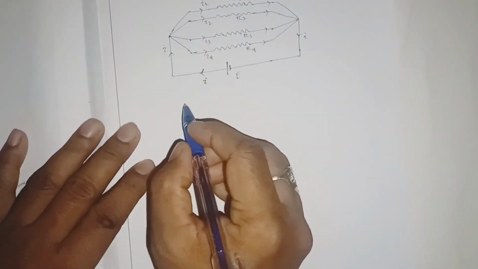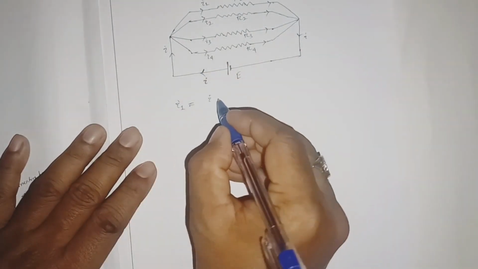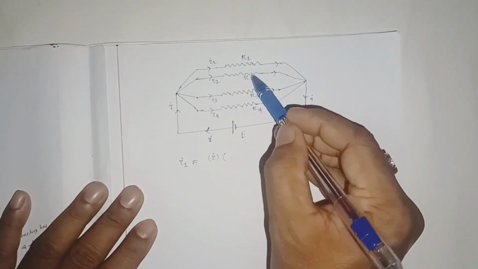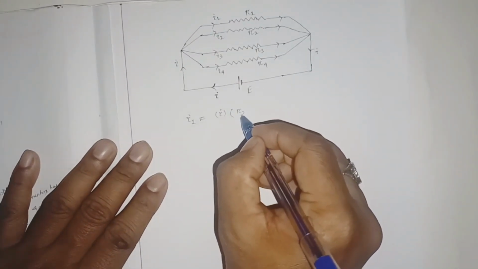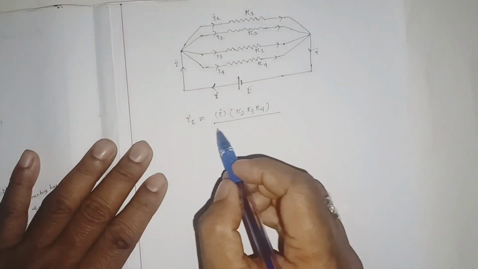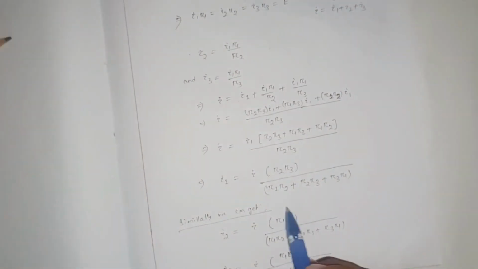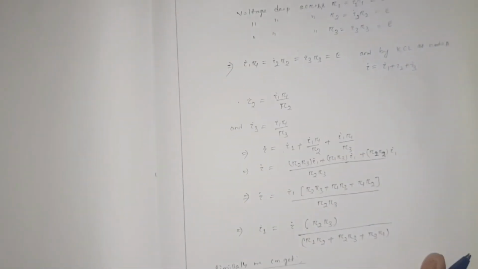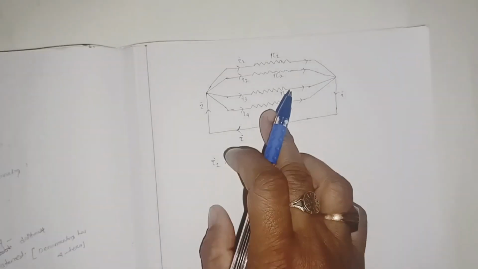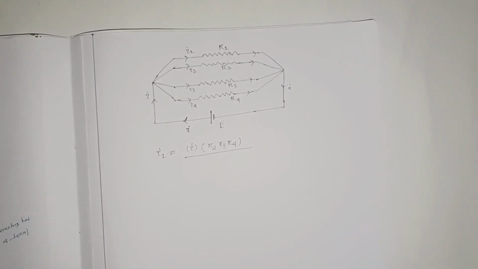Okay, so I1 through R1 will be how much? Total current I into, except this resistance R1, the product of the other three resistances, that means R2, R3, R4, whole divided by the sum of the products of three resistances of four different combinations. Here, for the earlier case, we found the product of two resistances of three different combinations; for this case it will be the product of three different resistances of four different combinations.